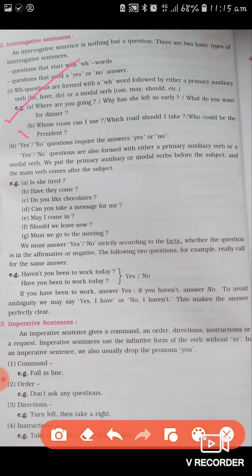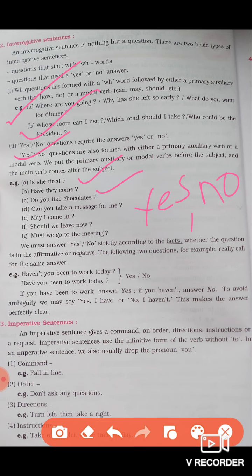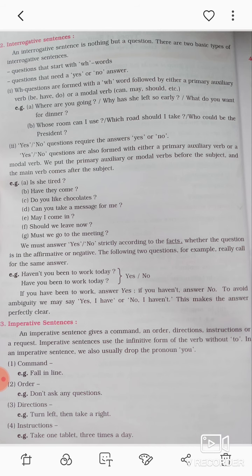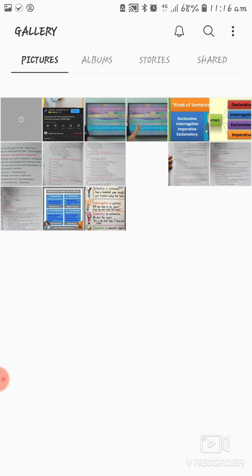These are the examples of WH type and these are the examples of yes or no. Is she tired? Have you come? All are getting a yes or no answer. So these are two types of interrogative sentences. You have also learned this type in figures of speech, interrogative or figure of speech. Now, this is the third type.